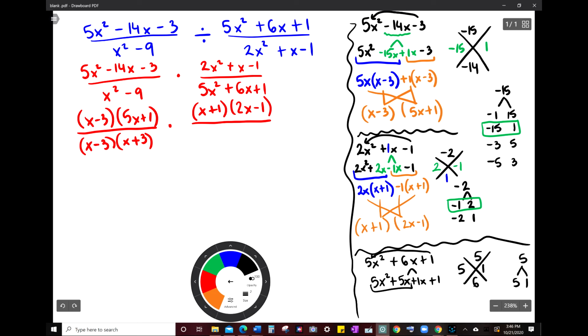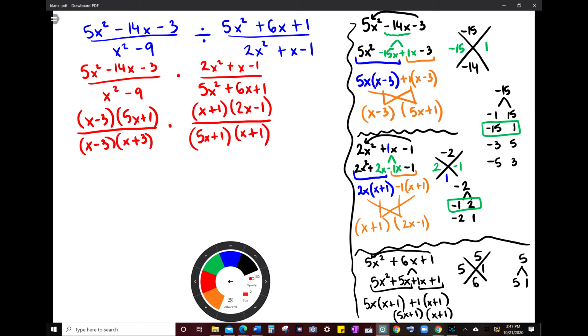Grouping method again, first and second. So I have 5x and then x plus 1. For the third and fourth term, I have 1 in common and then x plus 1. So that will give me 5x plus 1 in one parenthesis, and the other parenthesis will be x plus 1. Okay, so I have 5x plus 1 and then x plus 1.